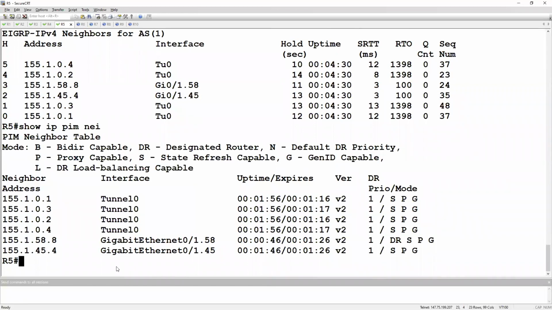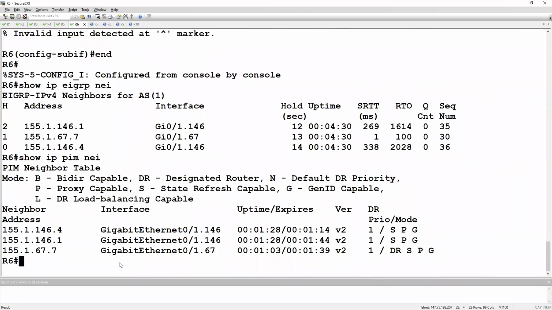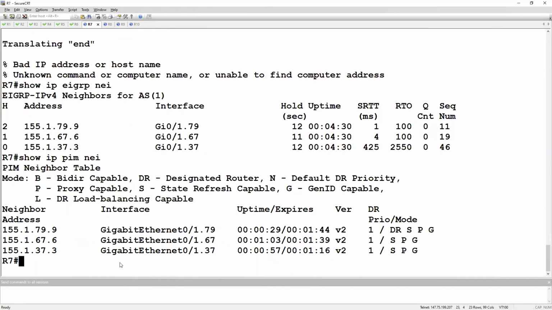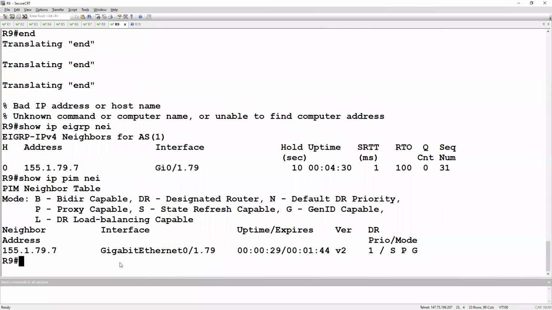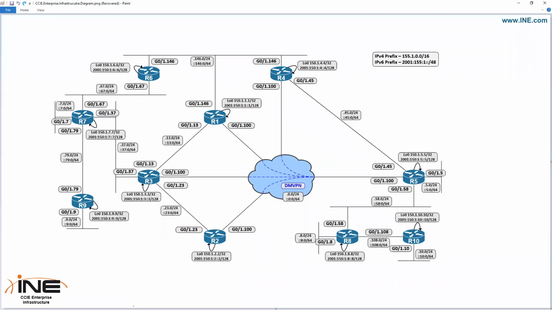Okay, if we run into a problem where we don't run PIM on the interface that's running the IGP, this is when we can run into a reverse path forwarding failure, or it basically means that the multicast traffic can be dropped when it's received inbound when it checks against the topology table. Okay, so PIM is running now on all of the interfaces plus the DMVPN tunnel.